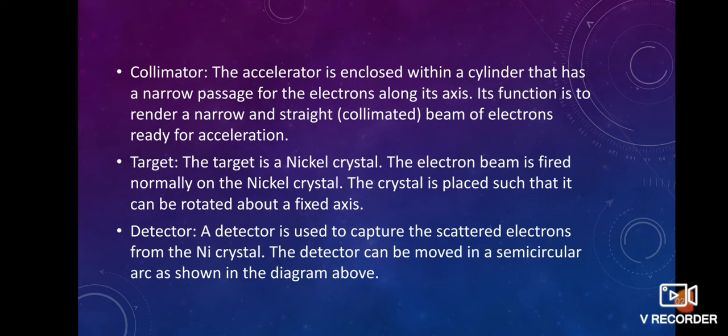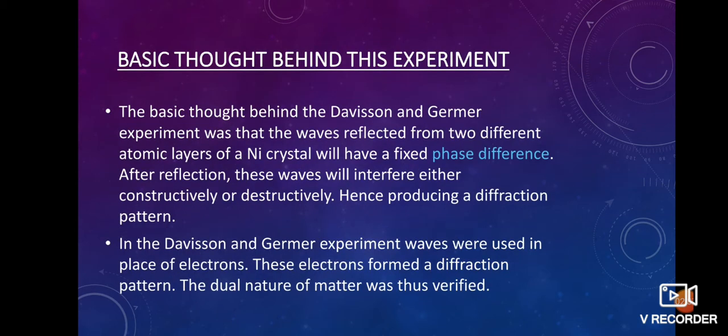Fourth, target. The target is a nickel crystal. The electron beam is fired normally on the nickel crystal. The crystal is placed such that it can be rotated about a fixed axis. Fifth, a detector. A detector is used to capture the scattered electrons from the nickel crystal. The detector can be moved in a semicircular arc as shown in the diagram in the previous slides.